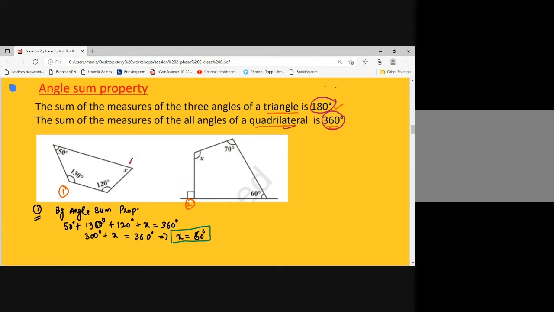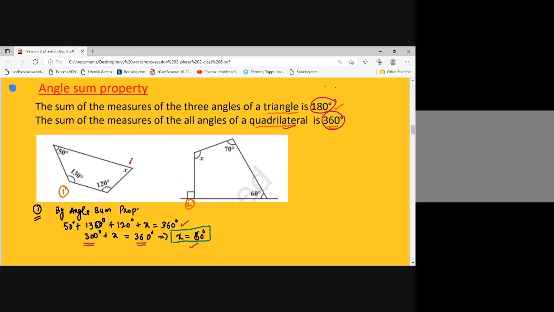So firstly, we need to recognize, is it a triangle or is it a quadrilateral? We first need to recognize that part. Ma'am, this is a quadrilateral. Yes, so it's a quadrilateral. So we know the sum of all the angles of a quadrilateral is 360 degree. So we simply add all the angles and make them equal to 360 degree. Yes, ma'am. So from here, by adding 50 plus 130 plus 120, you get 300 degree. Plus x is equal to 360. This implies the value of x is 60 degree.